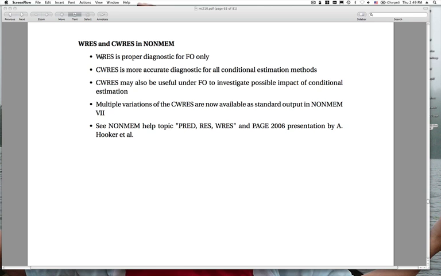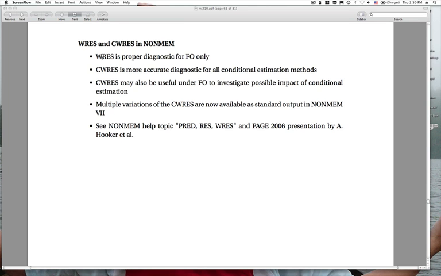What CWRes allows you to do is calculate that for the FO model, and you can calculate weighted residuals for the FO model. If the distributions of those are similar, then it could be that the FO method is appropriate for your problem, and the assumptions are not too unrealistic for that case. However, if weighted residuals and conditional weighted residuals differ greatly, that's evidence that the FO method is not appropriate for this problem.